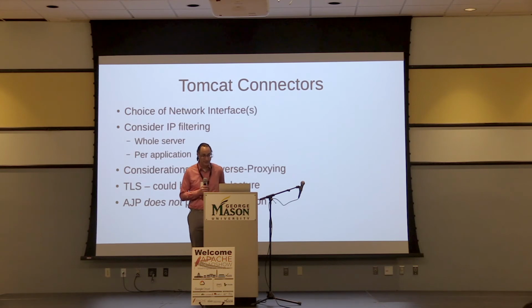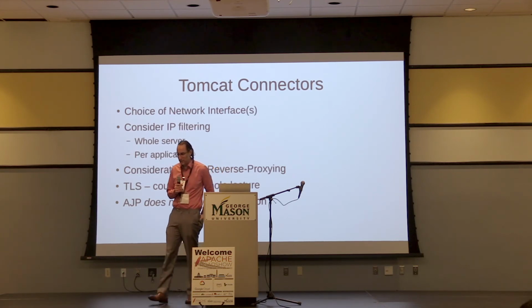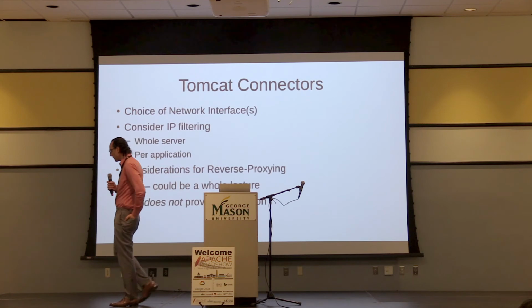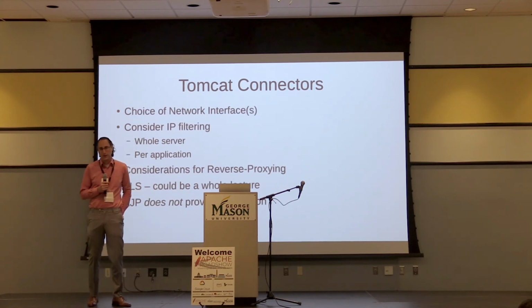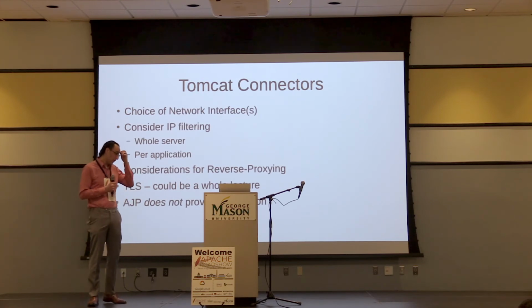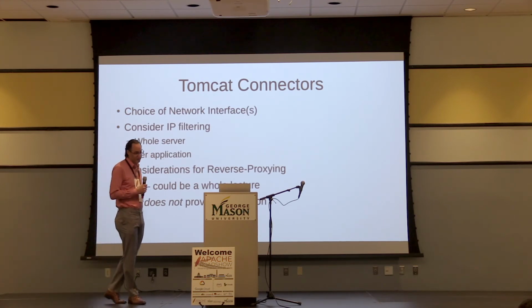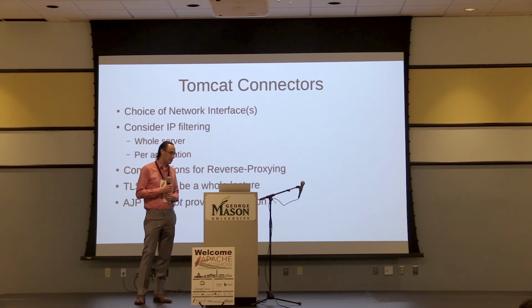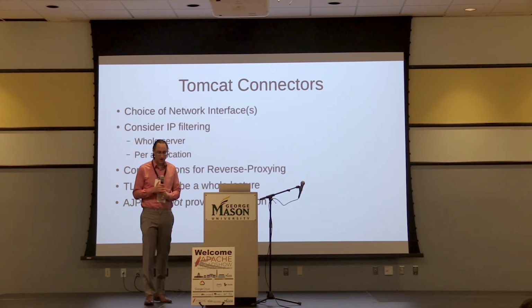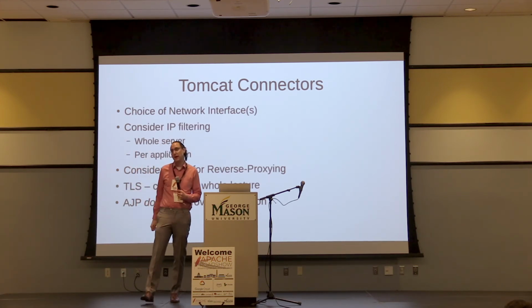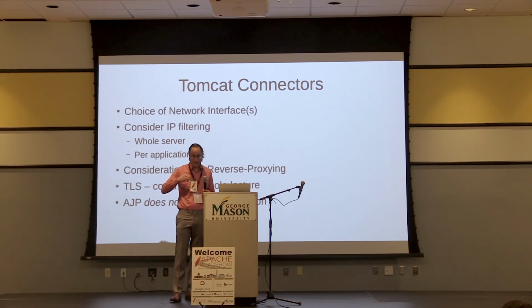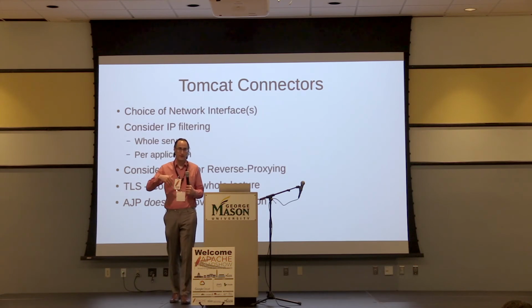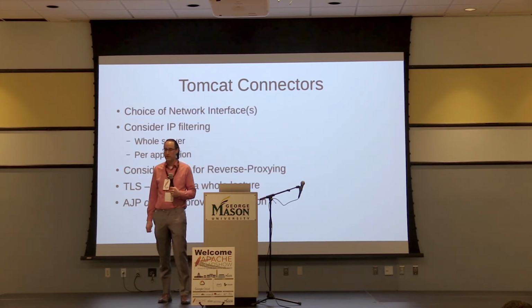Tomcat has a handful of connectors. I threw some alphabet soup at you earlier about NIO and APR and NIO2 and things like that. Those are different models for I/O, whether they're synchronous or asynchronous. Actually, everything's asynchronous now. Those connectors are how Tomcat communicates with the outside world. So how it accepts a connection, how it handles that connection internally and passes off the bytes and shuttles the bytes between the network and your application.